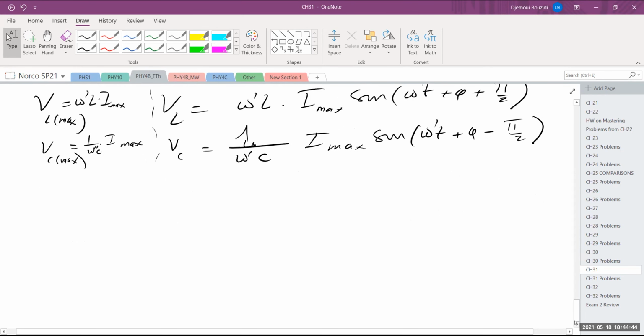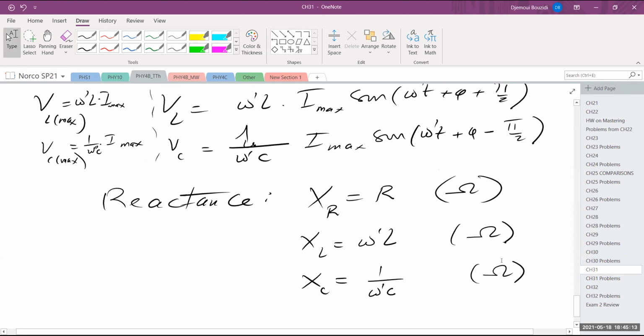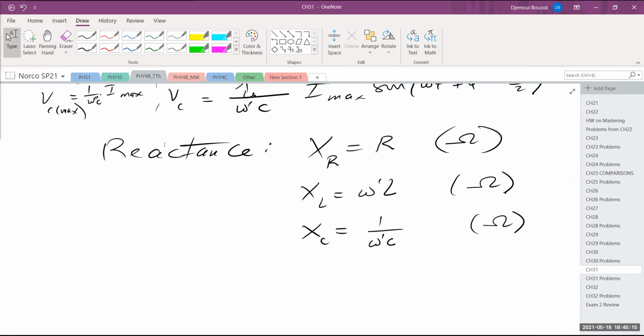I'm going to introduce a concept called the reactance. So the reactance by definition for the resistor is just R. And the units for this one is in ohms. The reactance for the inductor is just omega prime L. And the units for it are also in ohms. The reactance for the capacitor is 1 over omega prime C, and the units for it too are ohms. So all of these ones are in ohms. So this is basically what characterizes the circuit in here, okay?